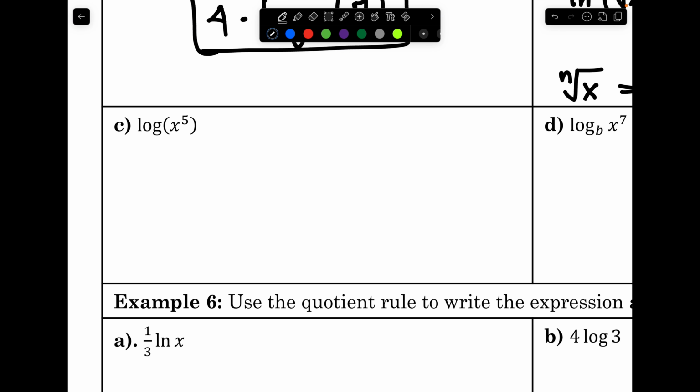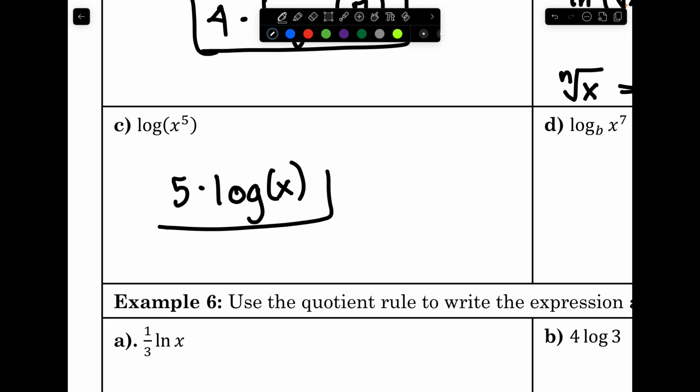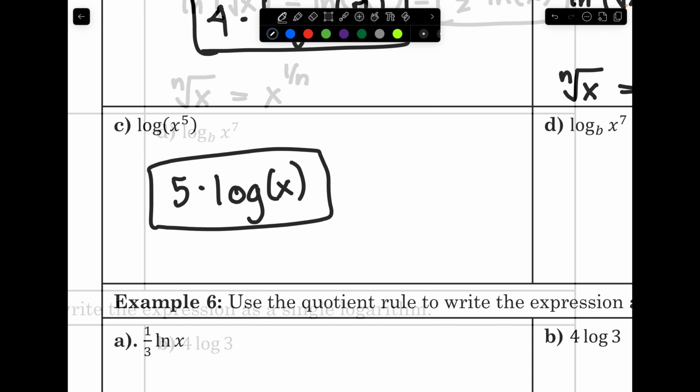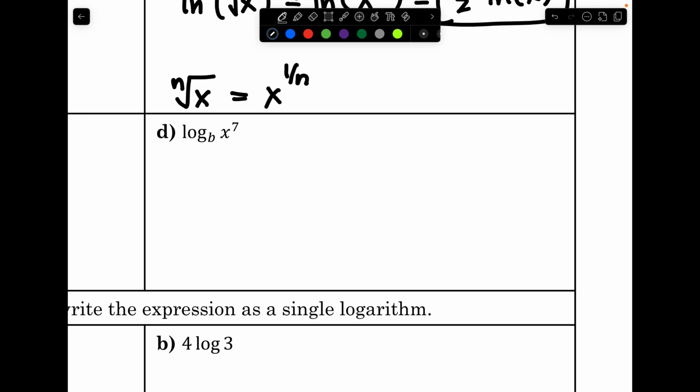Moving on to a third example, since it's the common log, this would just be 5 times the common log of x. And this again is your expanded form, nothing challenging about the property on this example. And finally, that brings us to our last example. Even though it's not in parentheses, x is being raised to the 7th power, so applying this property gives 7 times the log base b of x.